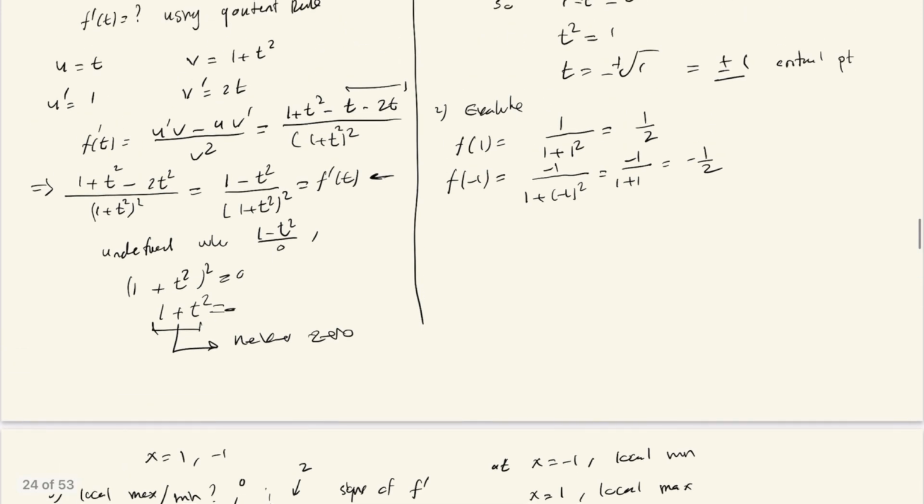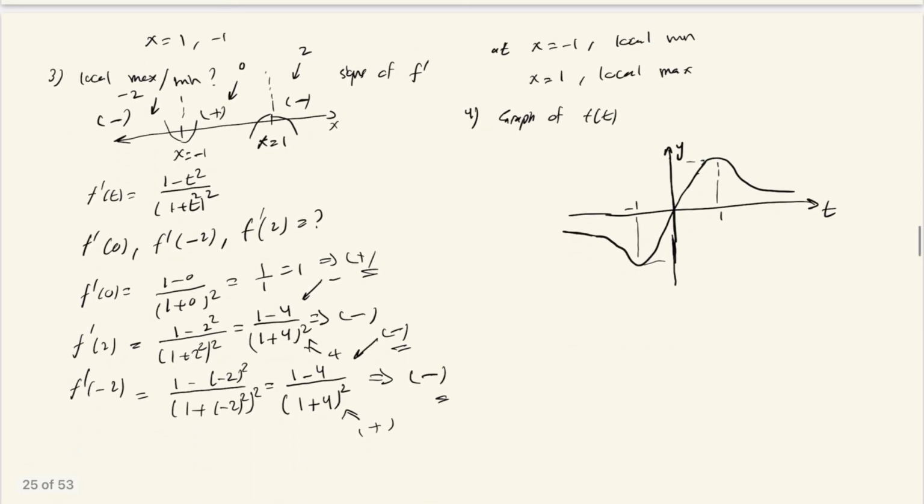And the values of these local maximum and minimum are going to be half and minus half. Now, on the right side, as t goes to infinity, the function of t goes to 0. And then on the left side, as t goes to minus infinity, the function of t also goes to 0.